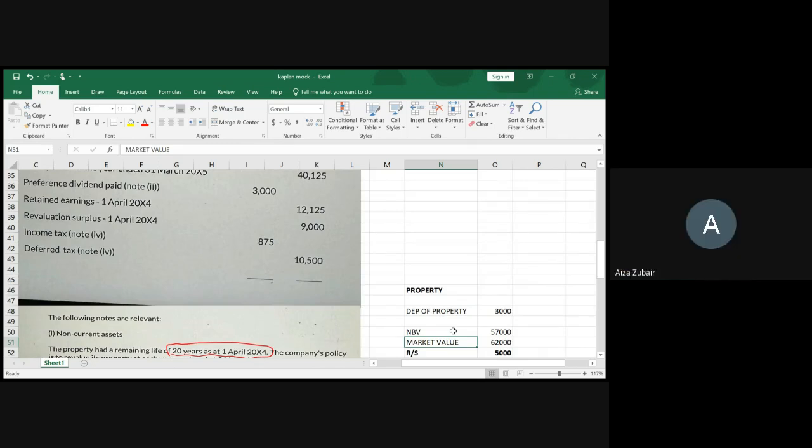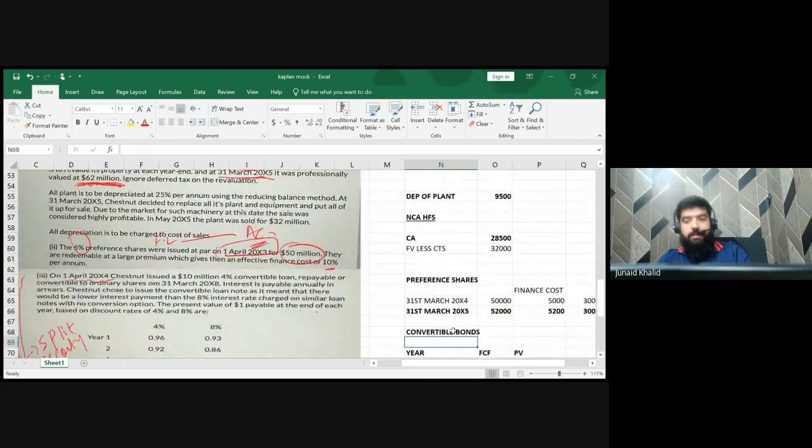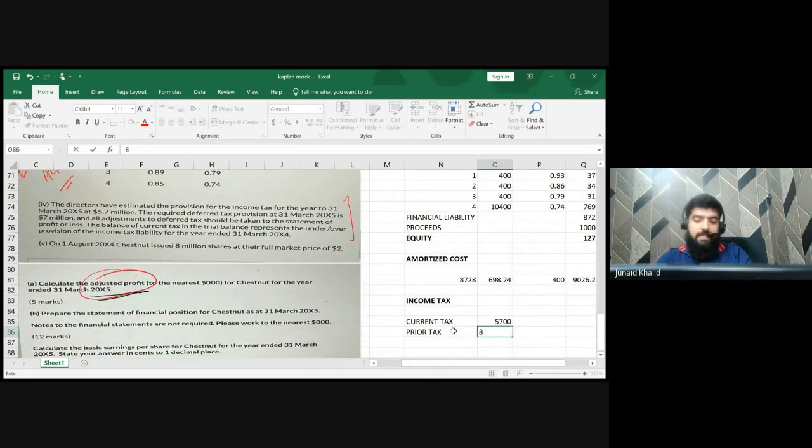It's positive, so it's under provision expense. Very good. Expense. So it's 875. Now, we need to calculate the deferred tax over here, and how we are going to calculate the deferred tax.